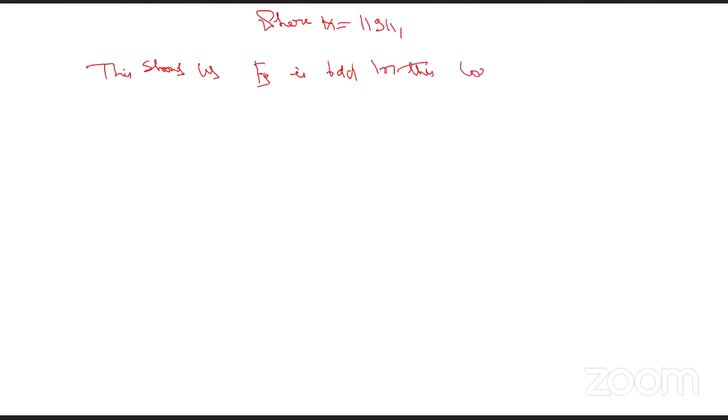So case number 3. The p-value lies between 1 and infinity. That means 1 less than p less than infinity.